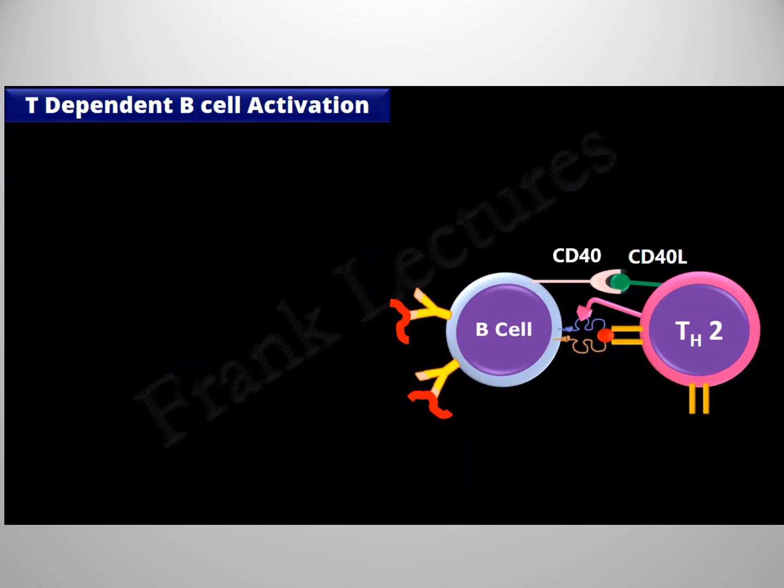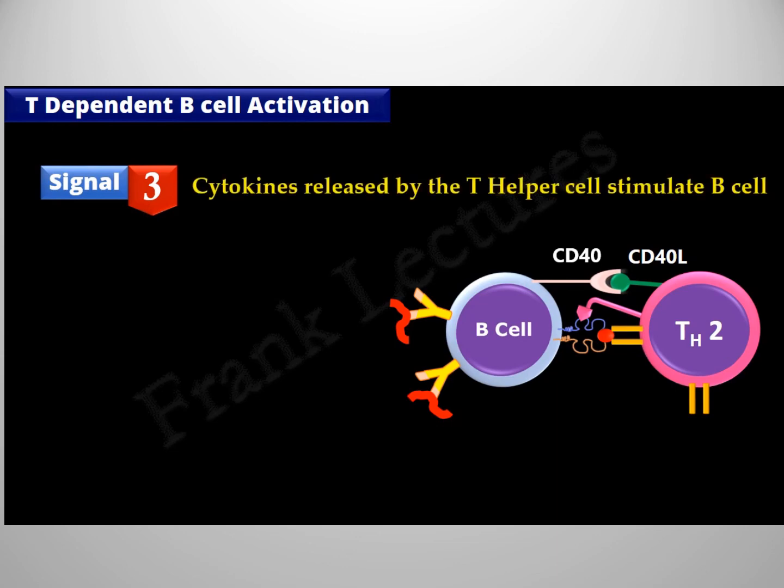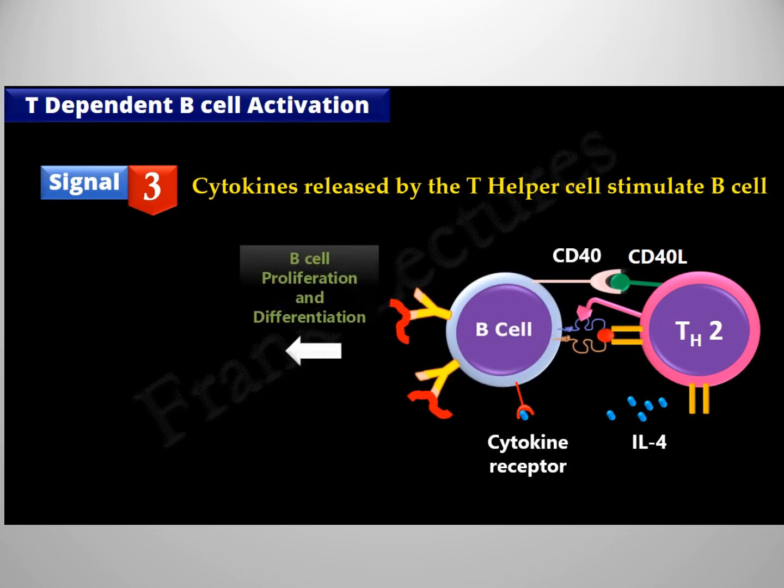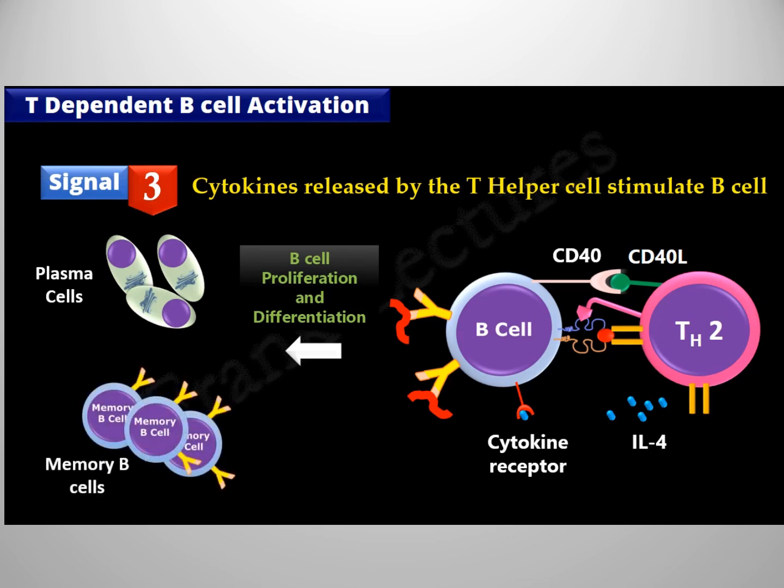The third and final signal for T-dependent B cell activation is provided by the cytokines released by the T helper cell. Interaction of B and T cells induces the expression of new cytokine receptors on the surface of the B cell. T cells release cytokines such as interleukin-4. These cytokines bind to the cytokine receptors present on B cells. As a result, the B cell starts to proliferate. They differentiate into antibody-secreting plasma cells and memory B cells.